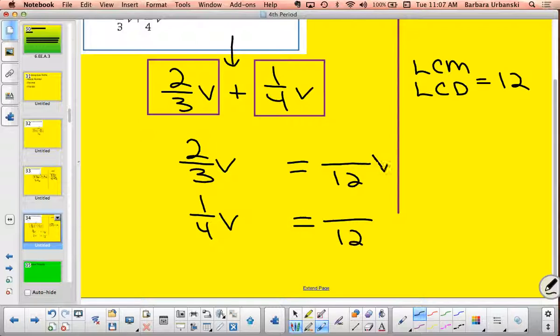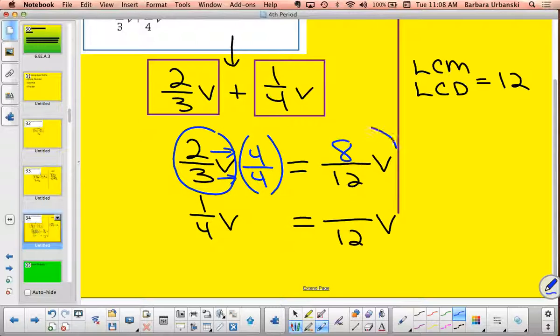And then it's going to be a v because they are like terms. We need to ask ourselves, what do I need to multiply 2/3 by? What do I multiply 2/3 by in order to get to a denominator of 12? Well, it's going to be 4, and whatever I use in my denominator, I put in my numerator. We have 3 times 4 will give us our 12. 2 times 4 will give us 8. So an equivalent fraction for 2/3 v is going to be 8/12 v.